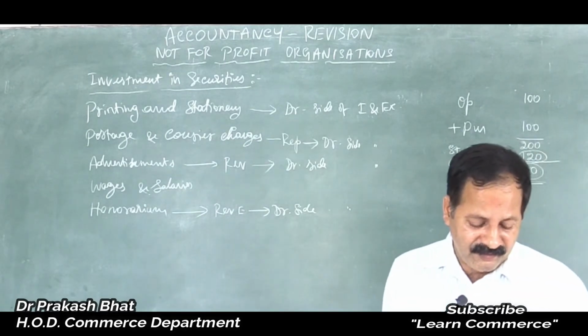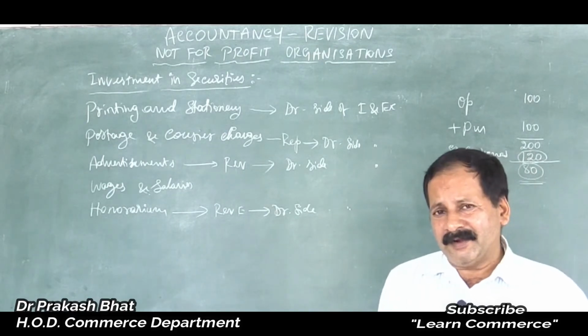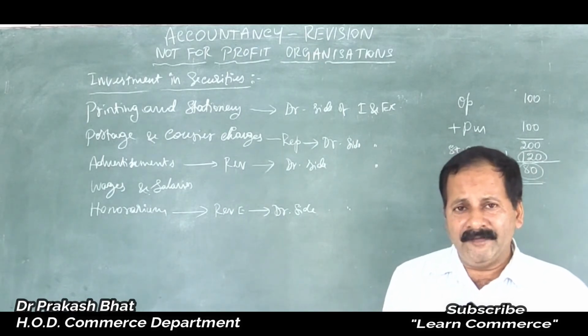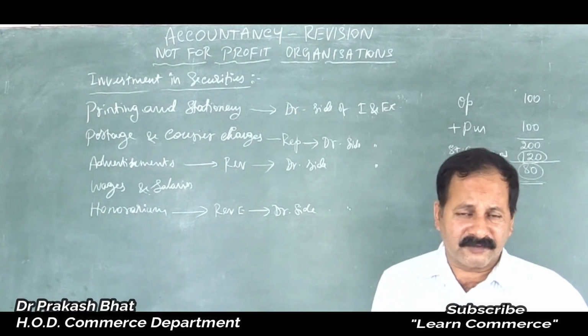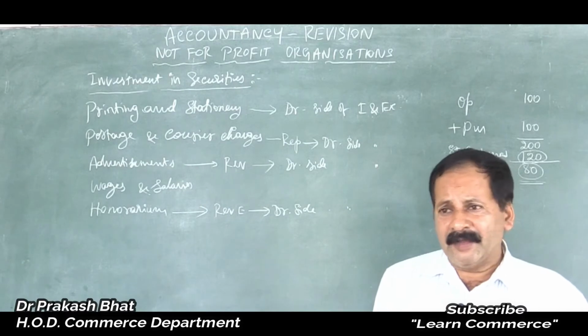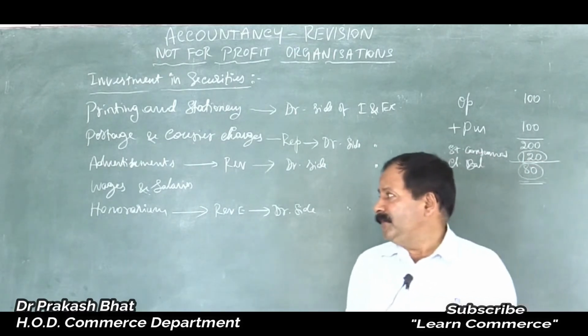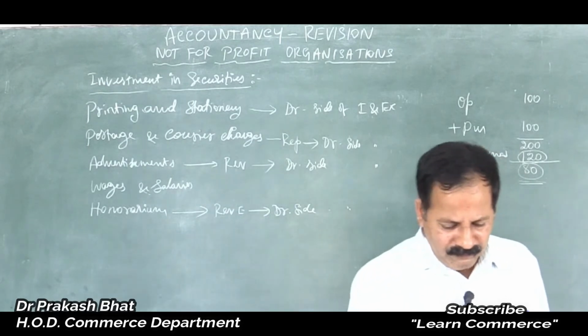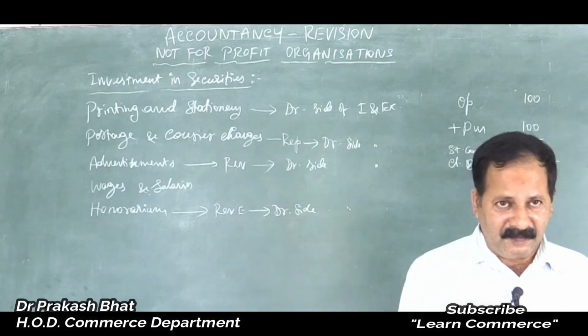Repairs and renewals, again repair now and then. We never know when the machinery or any item gets collapsed, isn't it? So immediate repairing should be done. Again it is recurring in nature. What do we have to do? We have to enter it on the debit side of income and expenditure account.